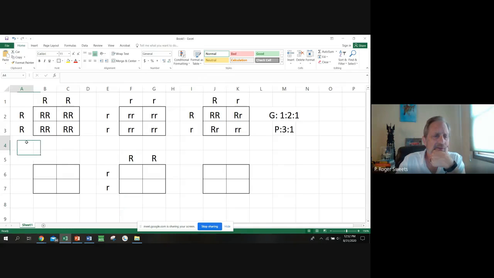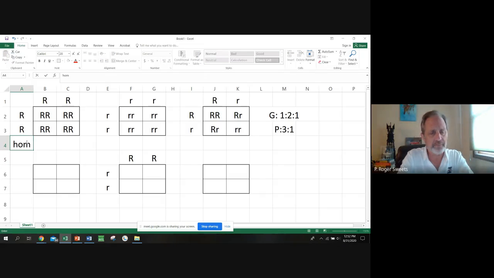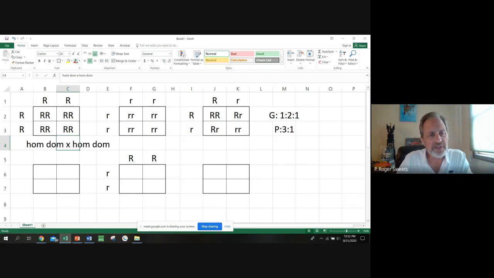Well, here we have a very simple one. I've already typed this out. This is a homozygous dominant crossed with a homozygous dominant. So let me move that over. Homozygous dominant and a homozygous dominant. That's pretty simple. We don't have to think about that very much because we're just talking about 100% one phenotype and 100% one genotype. It's going to come out the same no matter how we cross it.